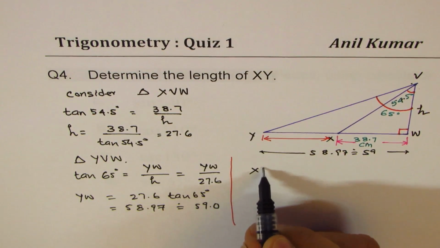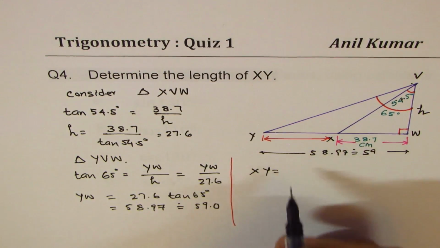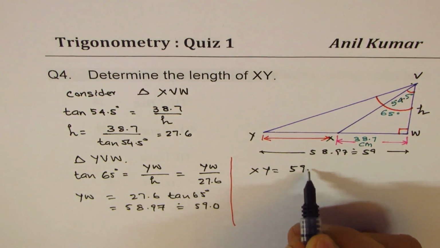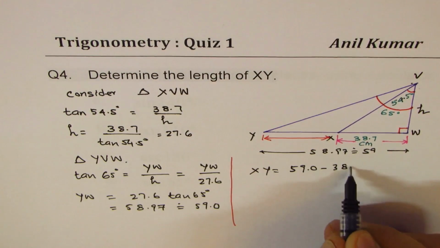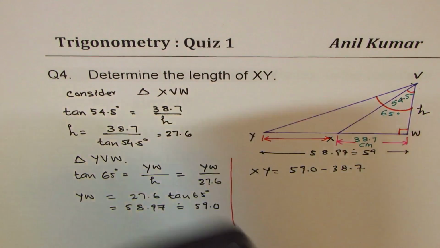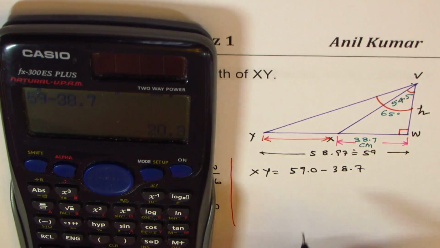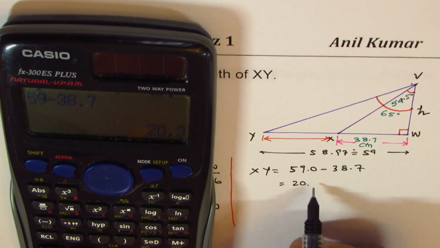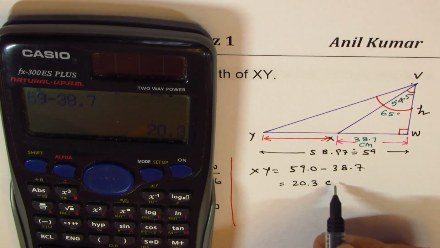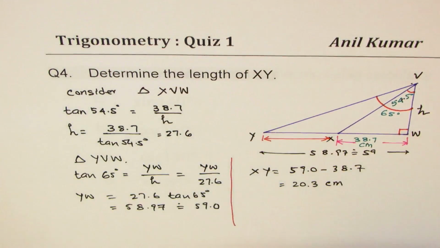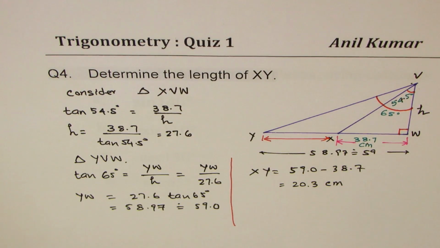We can find what XY is. It's the difference of these two. So we'll just write 59.0 minus 38.7. Correct? So let's do this. 59 minus 38.7, and that gives you in decimals 20.3. The units are in centimeters. Correct? So that is how you can actually find this particular side, correct?